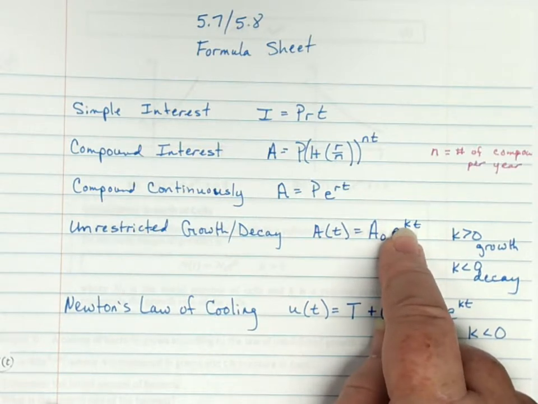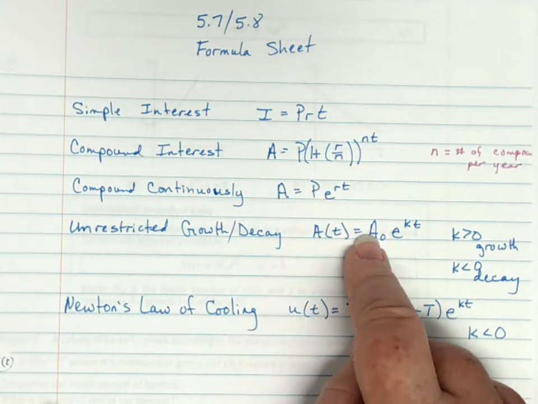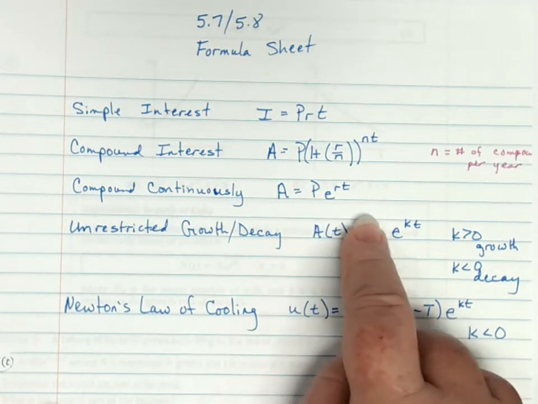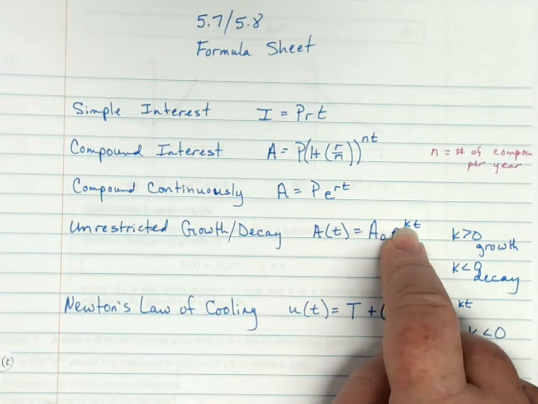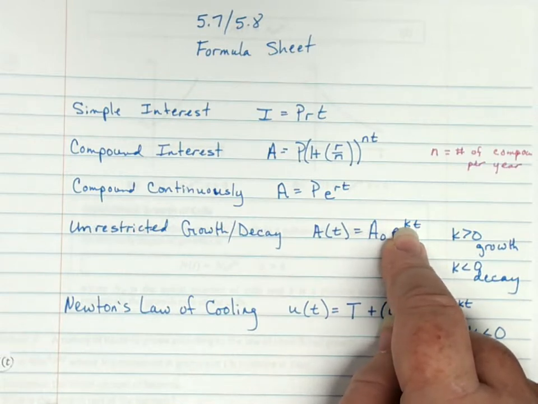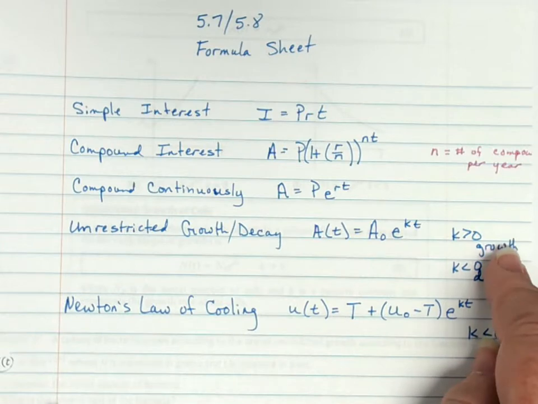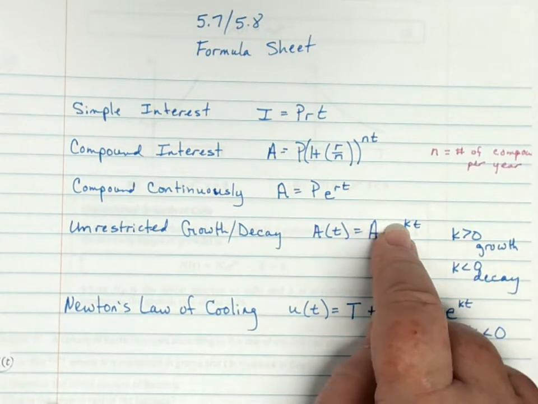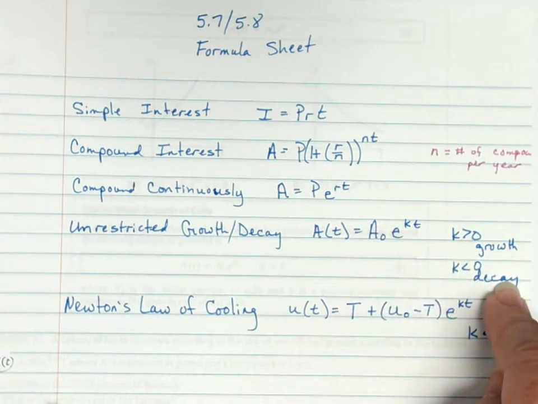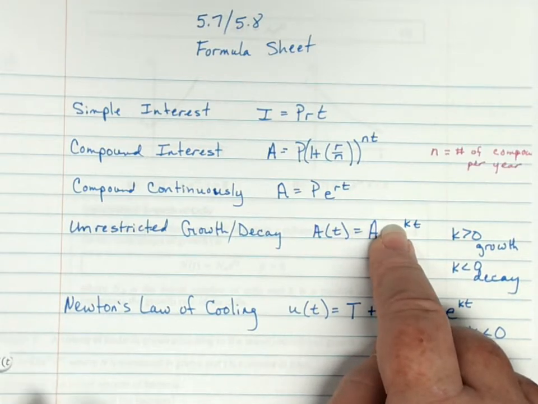Notice this isn't an r anymore. It looks kind of like PERT, but instead of principal, we say initial amount, and instead of rate, we say our constant growth. It's the same function, we just use different letters because of the different conversation that we're having. T is still time. Now the difference is if I have growth, then k has to be a positive exponent. If we have decay, k has to be a negative exponent.